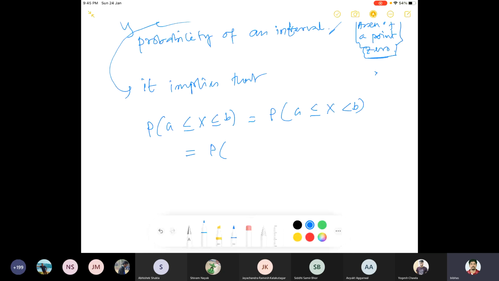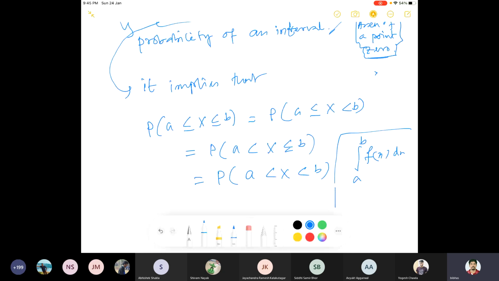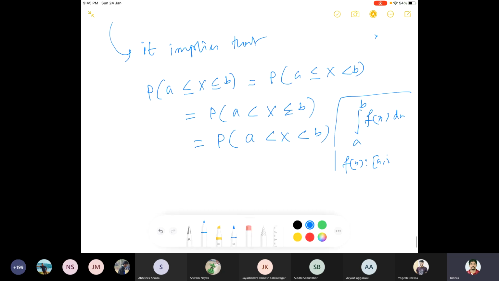This is exactly equal to the probability of A less than X less than B. So any single point does not matter. In fact, you must have observed this in Math 1 or maybe in 10 plus 2, when you calculate the area under a curve, which is done by integration, right? Integral from A to B of f(x) dx. When you calculate, you always assume that f(x) is a function from [a,b] to R. This is a mathematical convenience, and then you say what is the value of this and this.